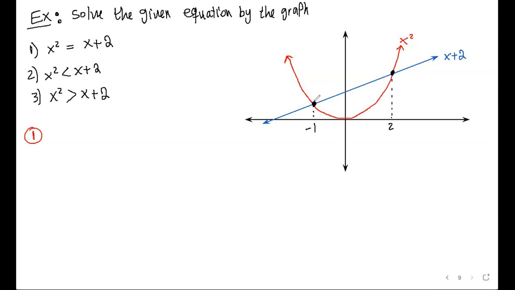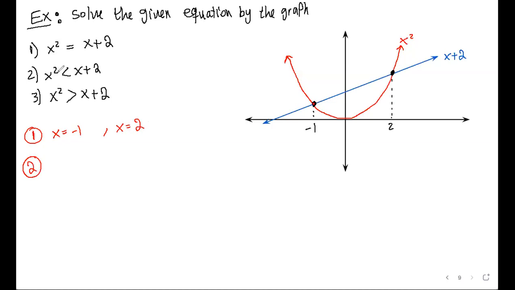The intersect is at this point and this point. This means x squared equal x plus 2. The solution is x equal -1 and x equal 2. This is the solution for the first one. Now for the second one.